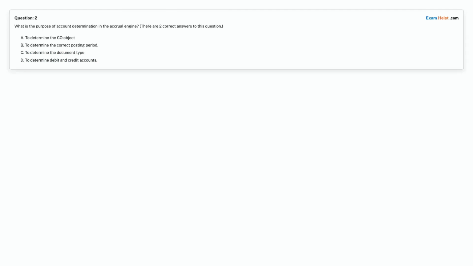Question 2. What is the purpose of account determination in the accrual engine? There are two correct answers to this question. Option A. To determine the CO object. Option B. To determine the correct posting period. Option C. To determine the document type. Option D. To determine debit and credit accounts. Choose the correct answer.